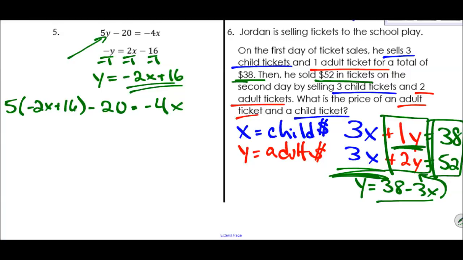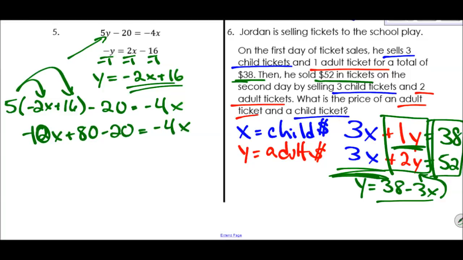You see that the appeal of using substitution is that it doesn't matter what form the equations are. We don't need to get things into standard form. As long as you can get one variable by itself, you can substitute that whole thing into the other equation. I'm going to distribute first. That gives me -10x and 80. -10x plus 80 minus 20 equals -4x.